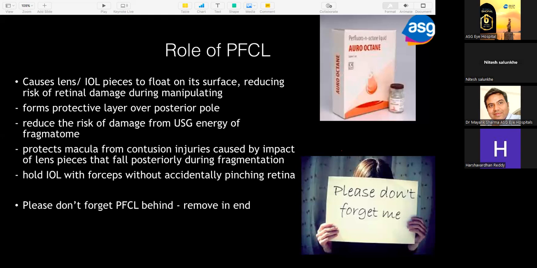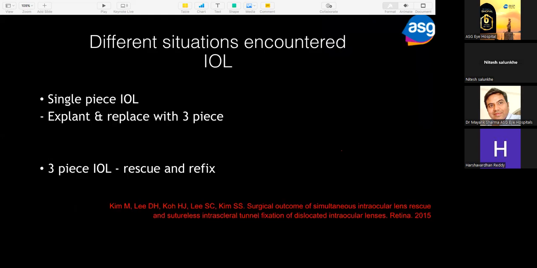And yes, in case you've used the PFCL, always remember not to leave it behind and remove it completely.